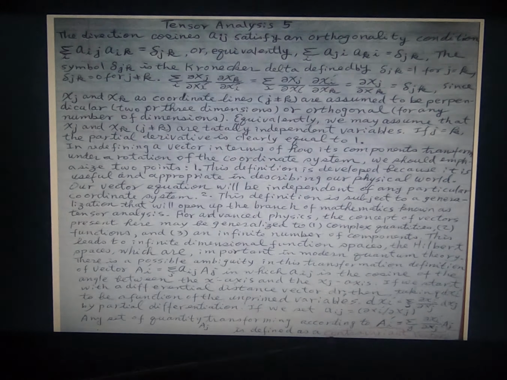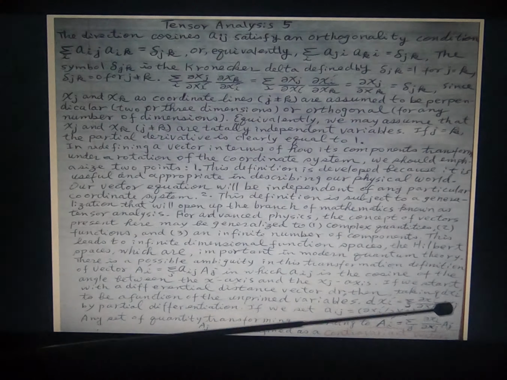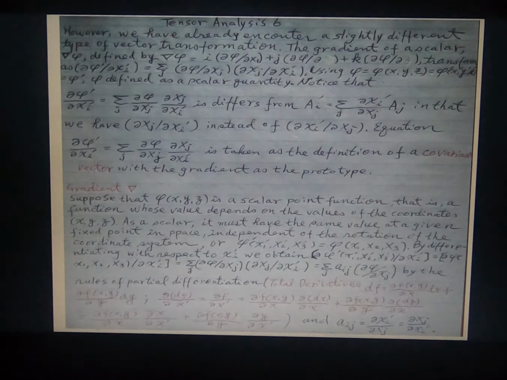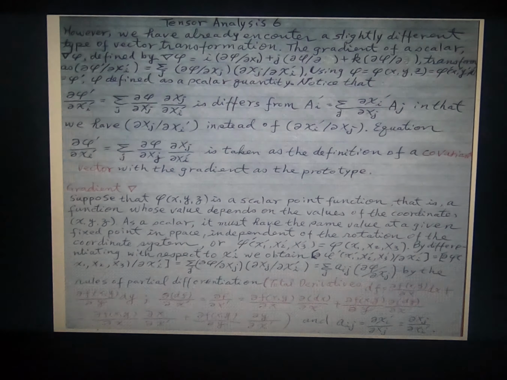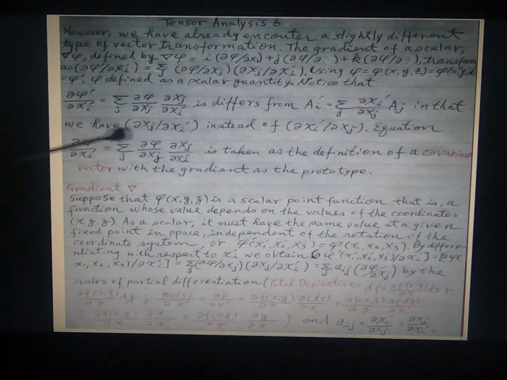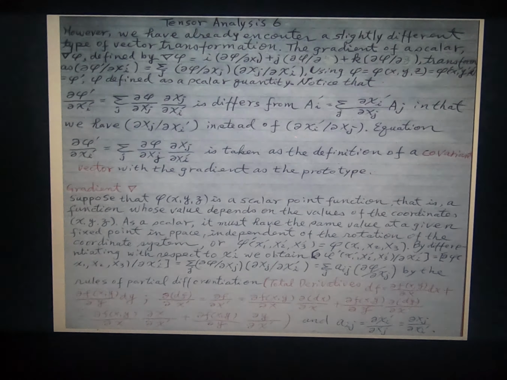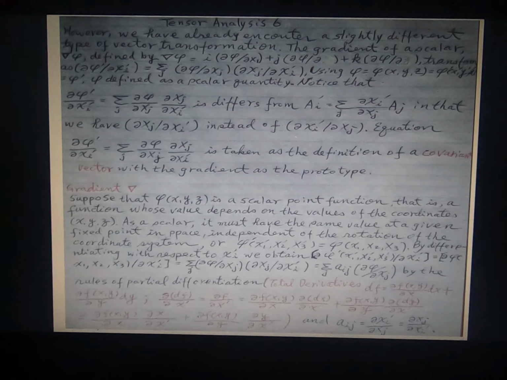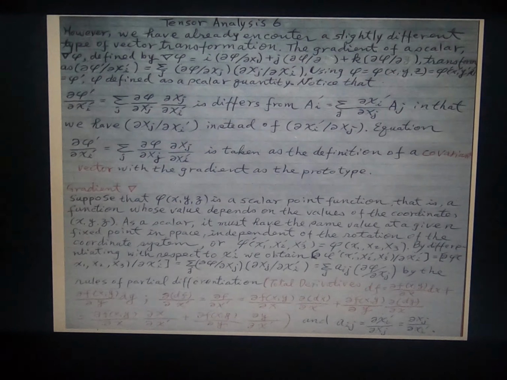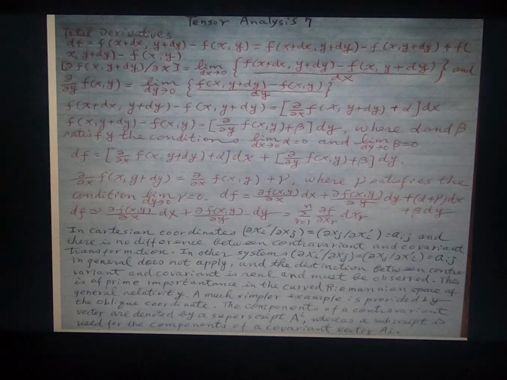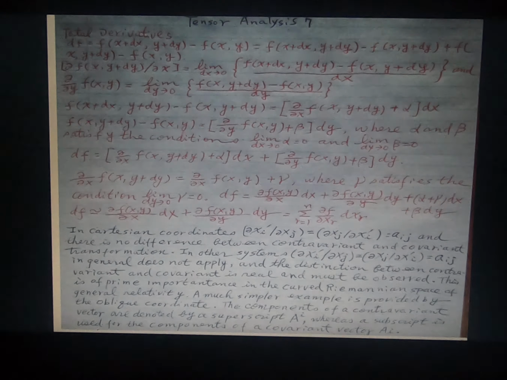And you can see a contravariant vector is defined this way. The new coordinate is on the top. And a covariant vector is defined with the new coordinates at the bottom. And when you do the gradient, you will create a tensor.